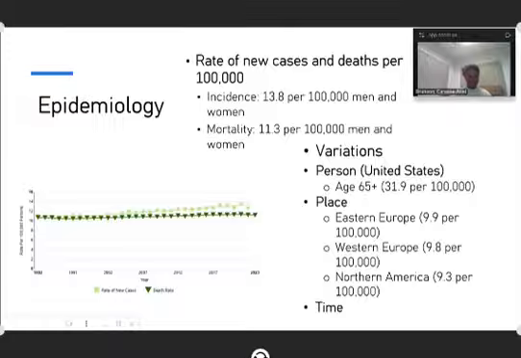The graph on the left is SEER's data on the rate of new cases and death rates of pancreatic cancer starting in 1992 to 2023. The estimated number of new cases in 2025 is 67,440 and 51,980 for estimated deaths in 2025.